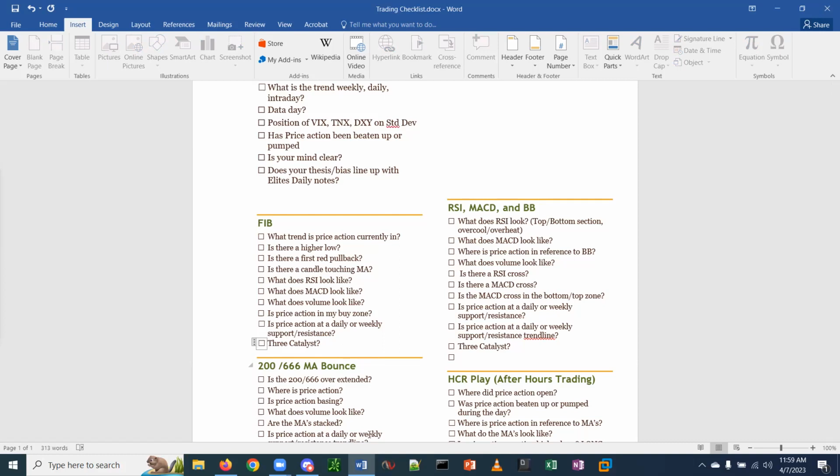By the time you're running down that checklist, at the end of the checklist, you already know the answer to the 3 catalyst question, because that's all established. So if you've answered all those questions, you get down to the bottom, and if 3 catalysts is an obvious check, then it's like, yeah, I'm doing the trade, computer style.